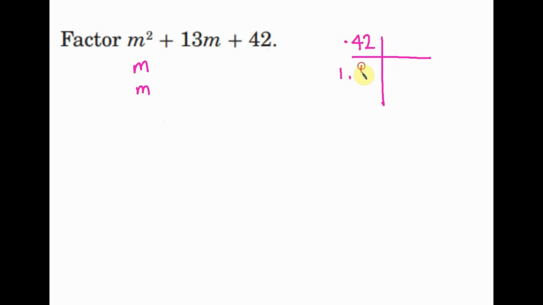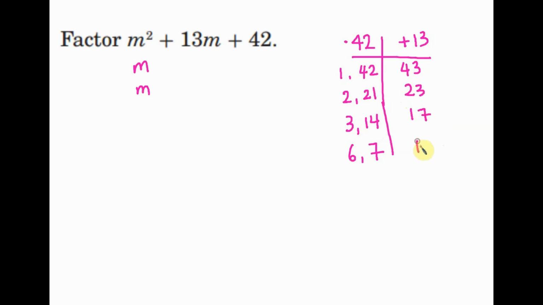If you had a 1 with 42, 2 with 21, 3 with 14, 4 doesn't work, 5, 6 works with 7. So far, I think these are all the positive answers that I could come up with right now. And now you're going to think about when I add them, I have to get 13. 1 plus 42 is 43. 2 plus 21, 23. 3 plus 14, 17. 6 plus 7 is 13.